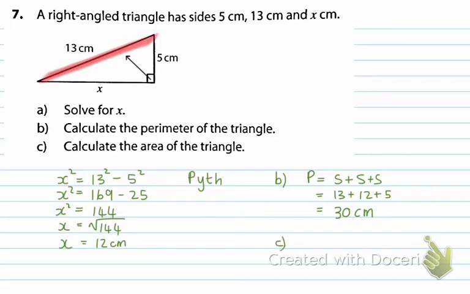And then at C, they ask us to calculate the area of the triangle, and the formula for the area of a triangle is half times base times the perpendicular height. And the base in this case we just worked out is 12 centimeters, and the perpendicular height is 5. So a half times 12 is 6, times 5 is also 30. But this is square centimeters because we're working with area. There you go.